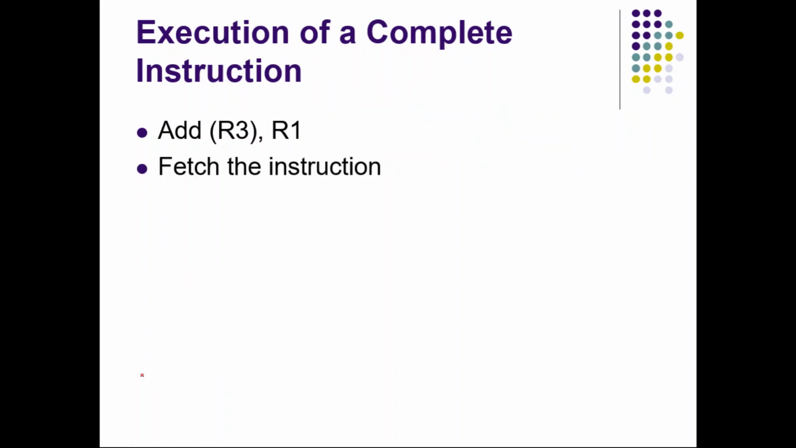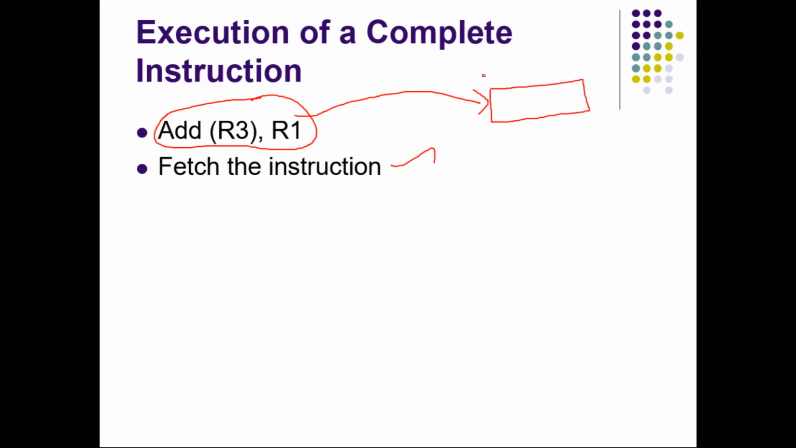So briefly, these are the steps. First, fetch the instruction. This instruction will be originally available in memory. Okay, so from memory this instruction should be fetched and it should be placed inside the processor, inside the central processing unit. There is something called IR, the instruction register. So there this particular instruction should be placed.